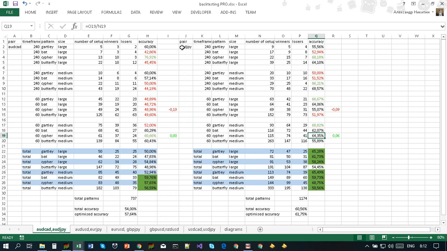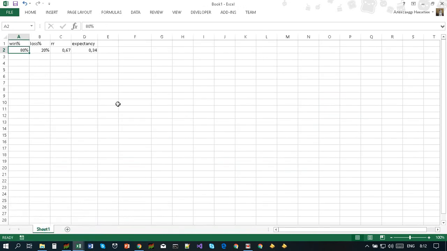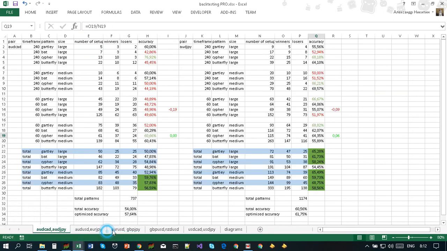Okay, now let's go to Aussie Yen. We have enough sample size. The average probability for ciphers, large or medium, on Aussie Yen, 1 hour time frame, is 59. Whoa, you shouldn't trade them. Don't trade ciphers on 1 hour with limit orders.